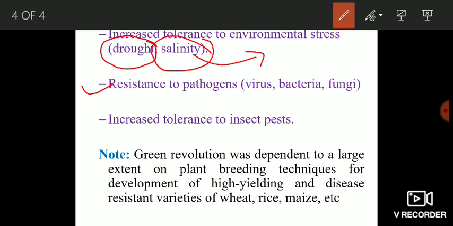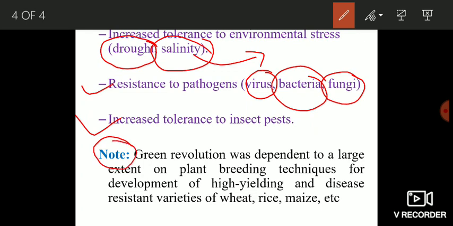By using plant breeding techniques, you are getting plant species which are resistant to diseases caused by viruses, bacteria, and fungi, and increased resistance to insect pests. You are using plant breeding techniques to develop plant varieties which have increased resistance to insects which damage our crops.